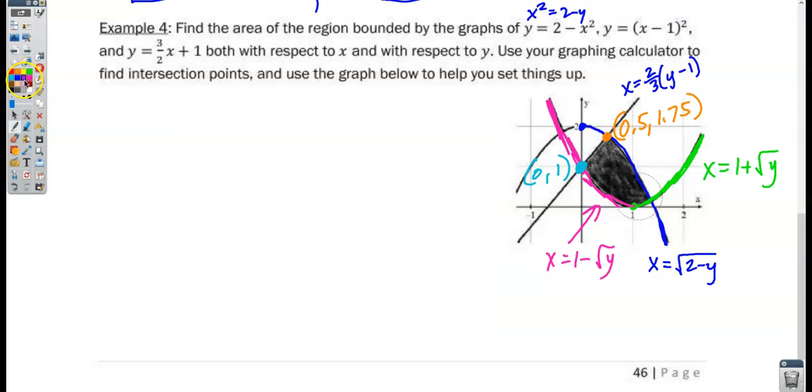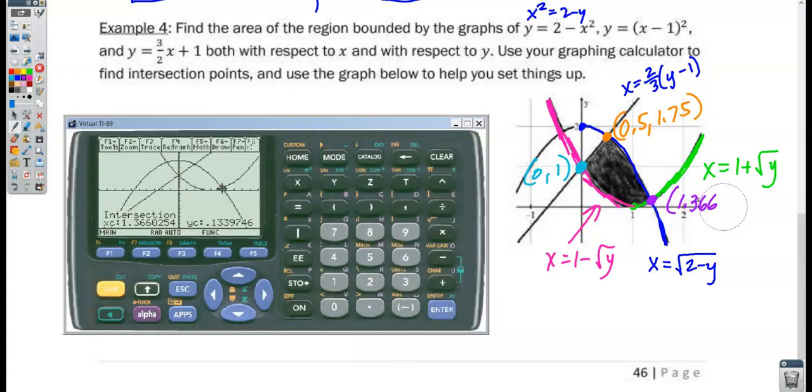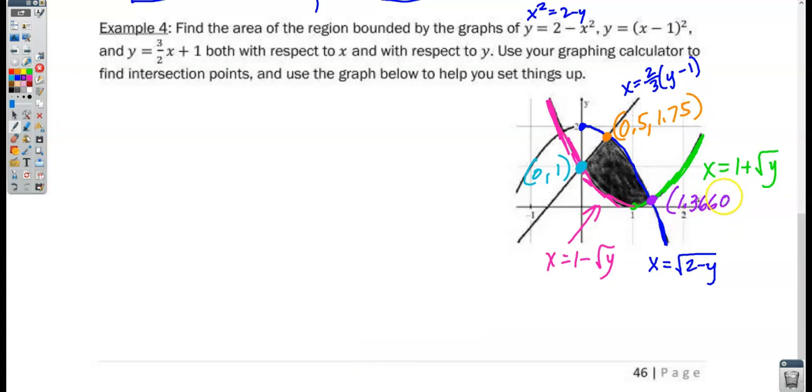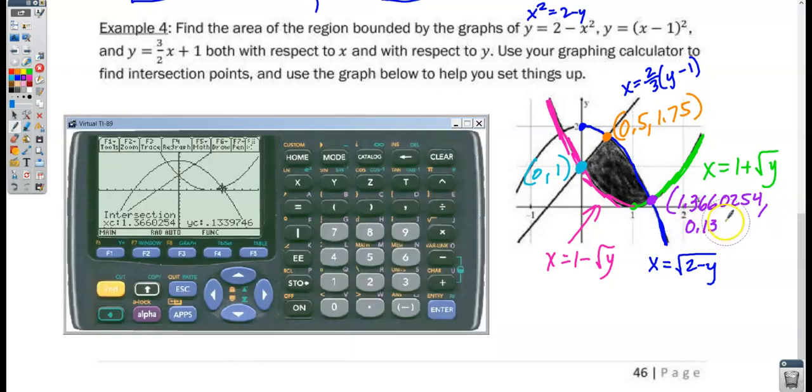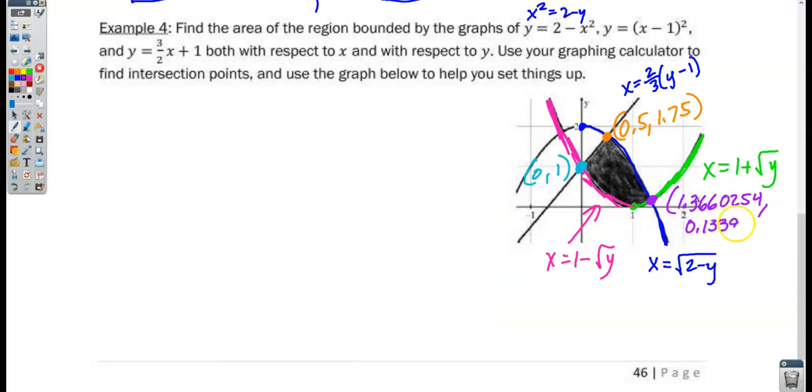We use purple. And that's 1.3660254, comma, 0.13394746. Okay, so now we have all the points of intersection.